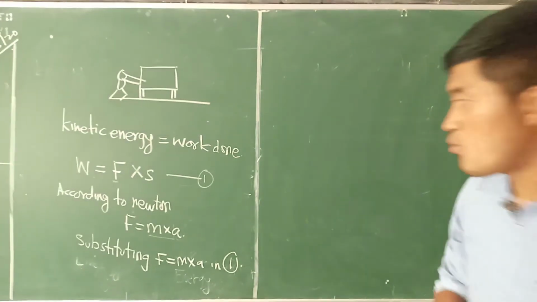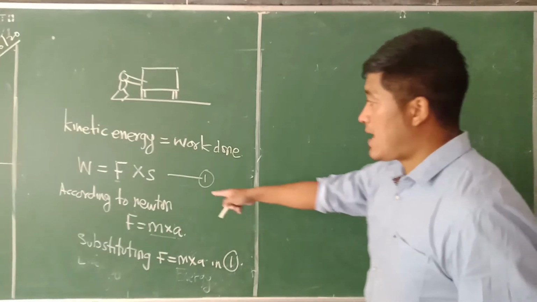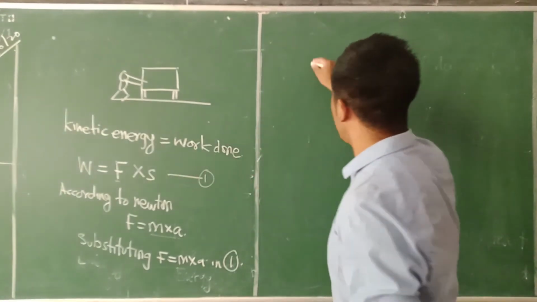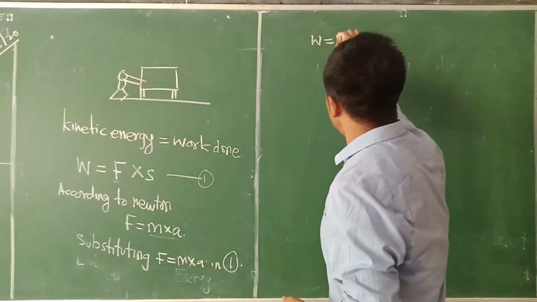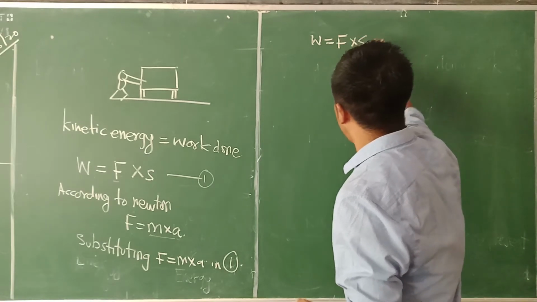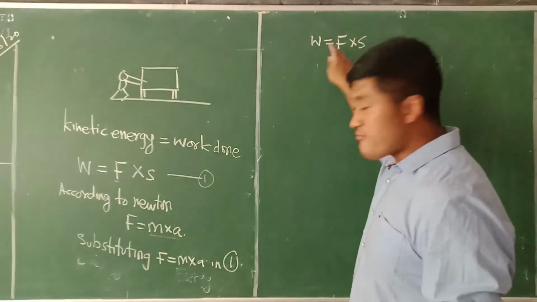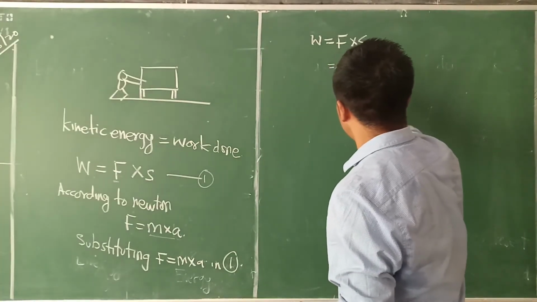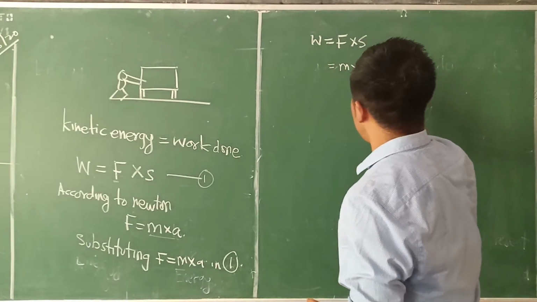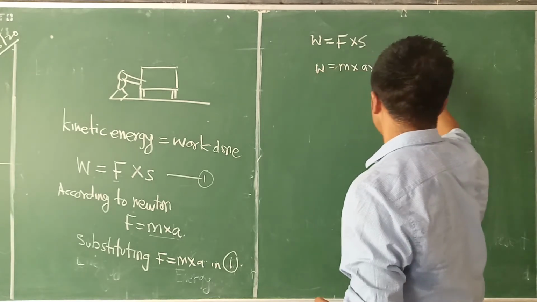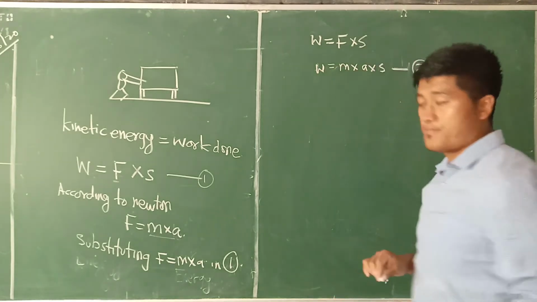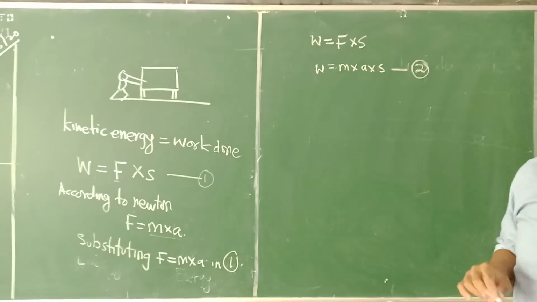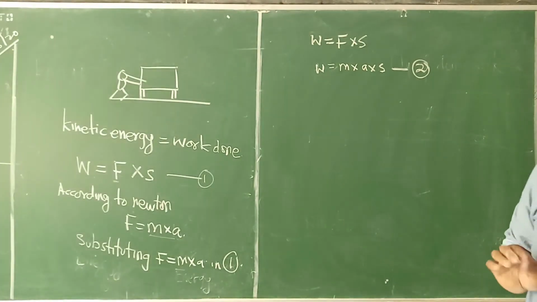Okay, so now we got something like this here, right? I'm going to copy down this equation once again. W is equal to F into S. But instead of writing F, I'm going to write M into A. That is equal to M into A into S, that is equal to W. This is equation number 2. Is that clear? Okay. Now this is really nice here.